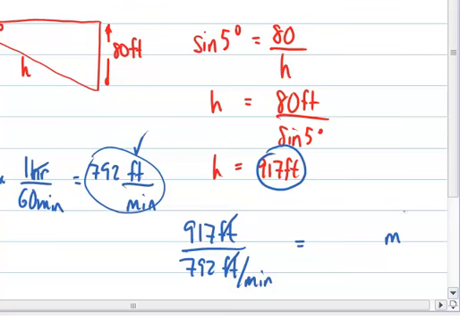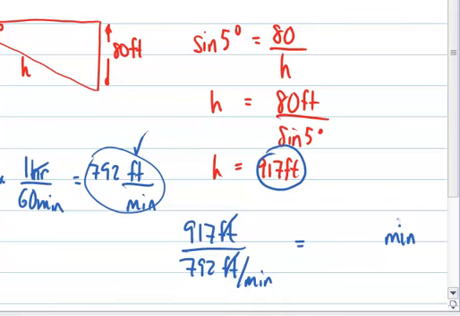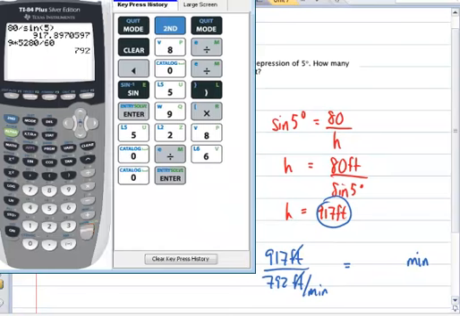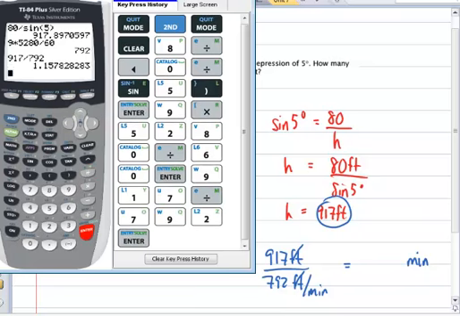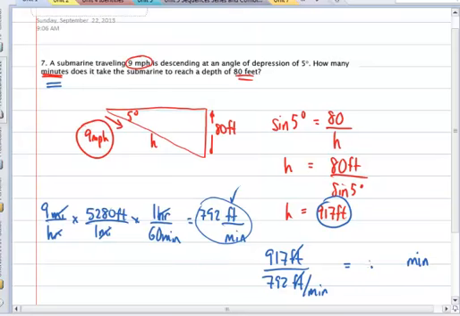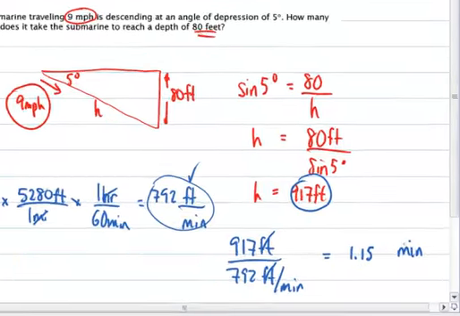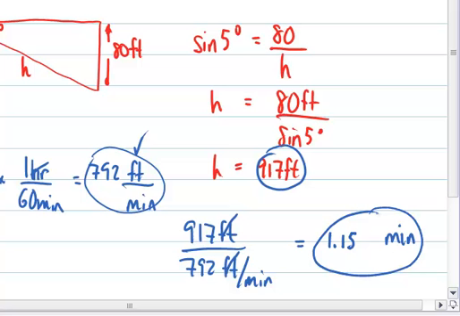My minutes would be back up in the numerator, and so I just want to do that division. So 917 divided by 792 would give me 1.15 minutes. And that's how long it would take that submarine to reach a depth of 80 feet.